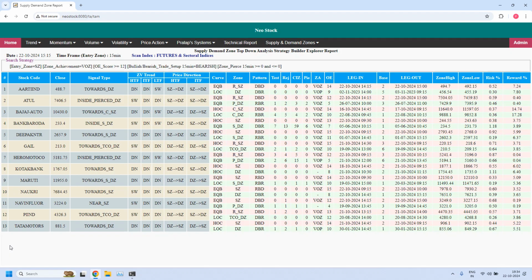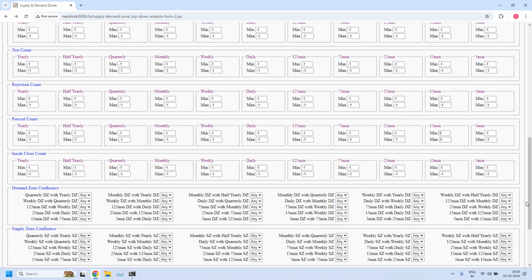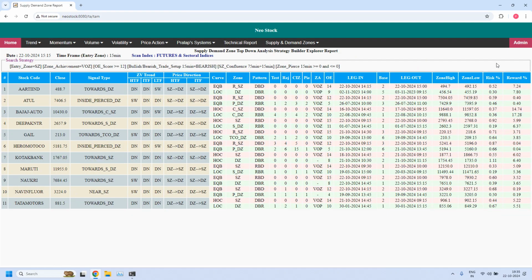So the first high probability setup is 15 minute supply zone confluence with 75 minute supply zone confluence, that is ITF supply zone confluence. So in the supply zone confluence, I am enabling the filter 15 minute supply zone with 75 minute supply zone confluence. With this filter, let's verify how many stocks we get. We got 11 stocks. All these 11 stocks are having ITF confluence.